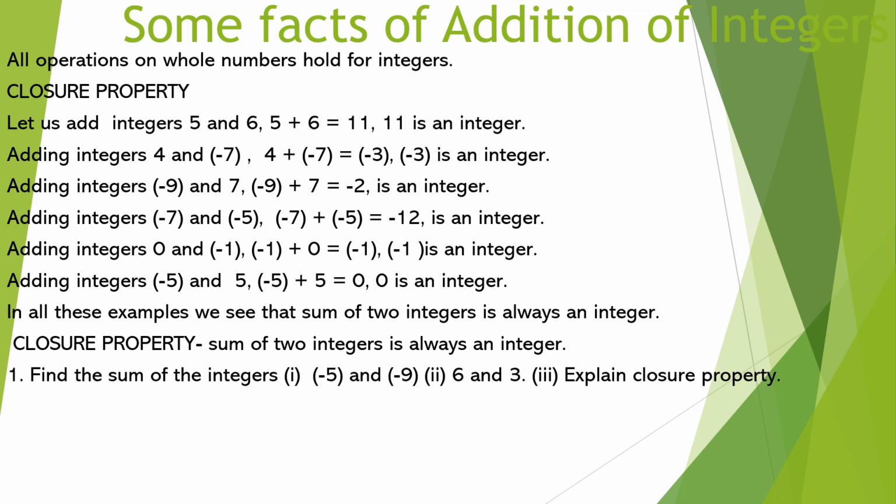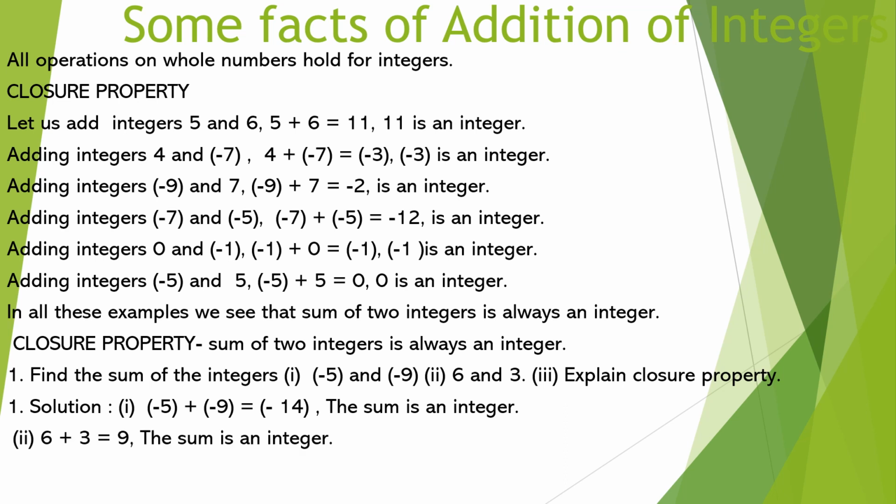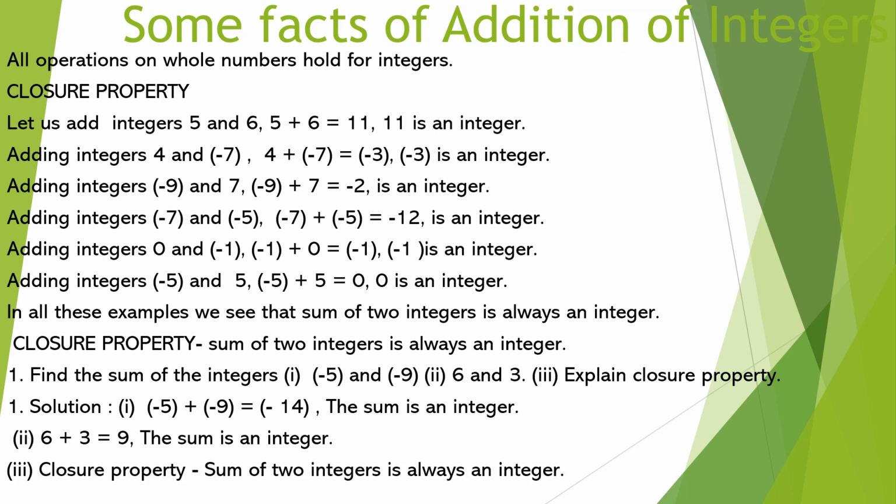Find the sum of the integers minus 5 and minus 9, 6 and 3, and explain the closure property. Minus 5 plus minus 9 is minus 14, which is an integer. 6 plus 3 is 9, which is an integer, and closure property states that the sum of two integers is always an integer.